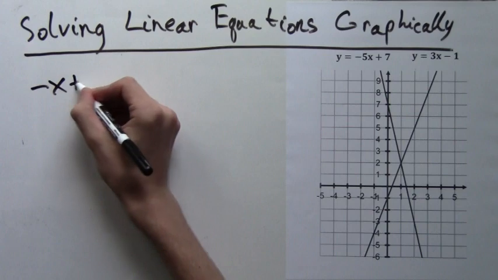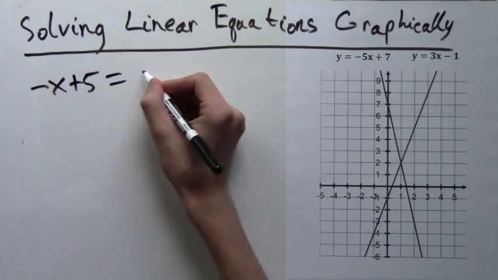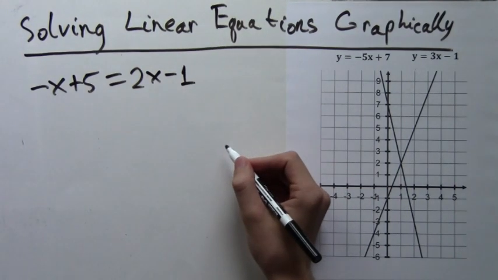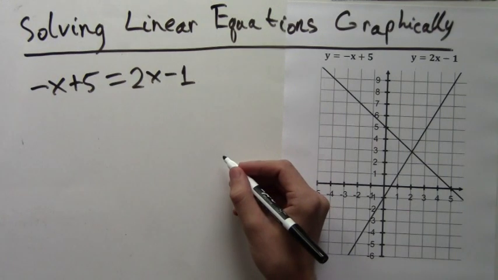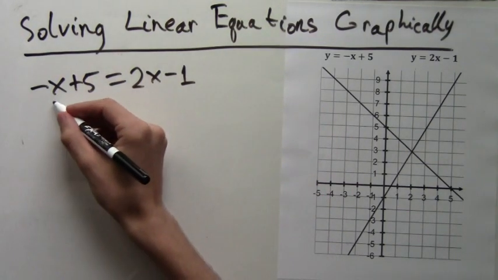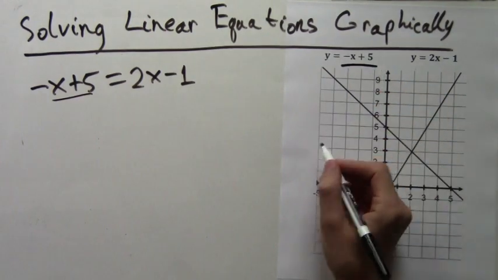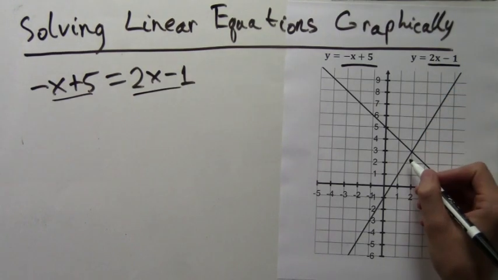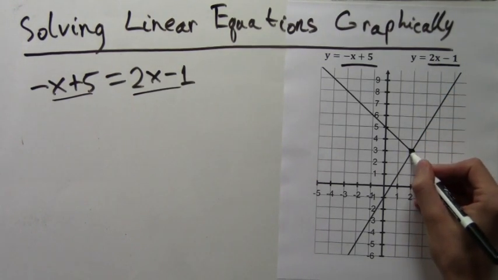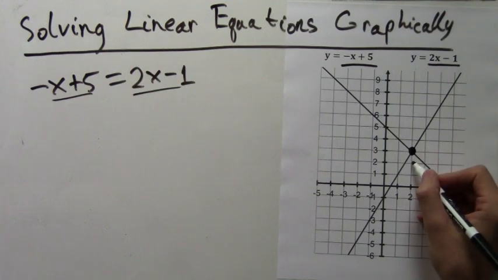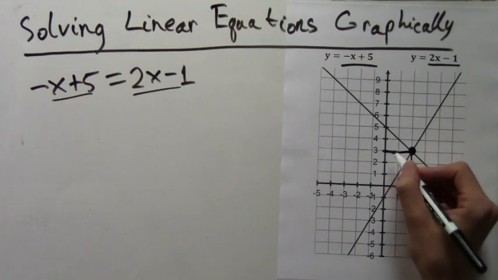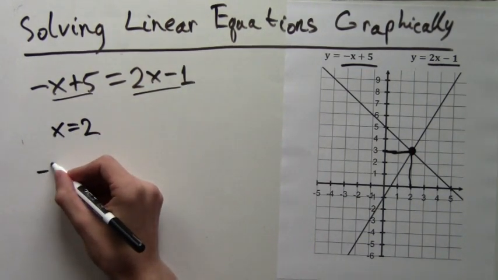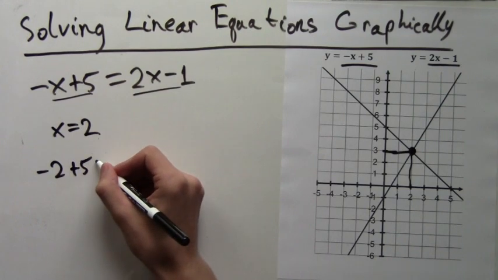Now let's take a second example. Negative x plus 5 equals 2x minus 1. Again, we will just start with the graph. So here's the graph. And as before, we have negative x plus 5, the left side of the equation, graphed, and 2x minus 1, the right side of the equation, also graphed. We get two lines, and these two lines intersect at the point (2, 3), because the x-coordinate is 2 and the y-coordinate is 3. So this should tell us that the solution is x equals 2.